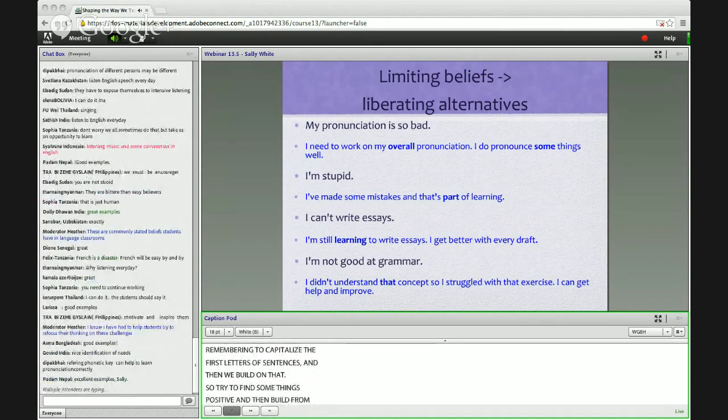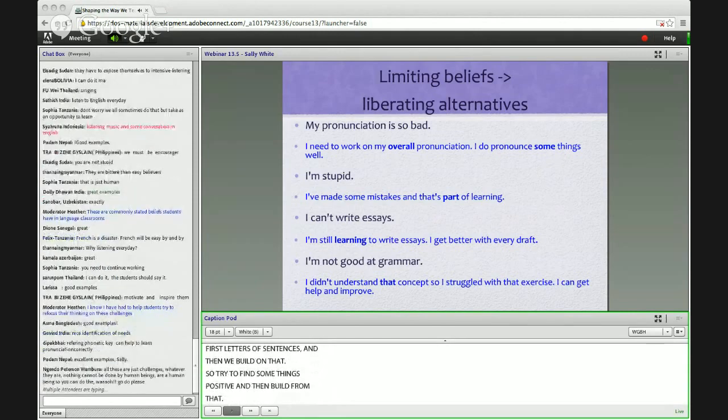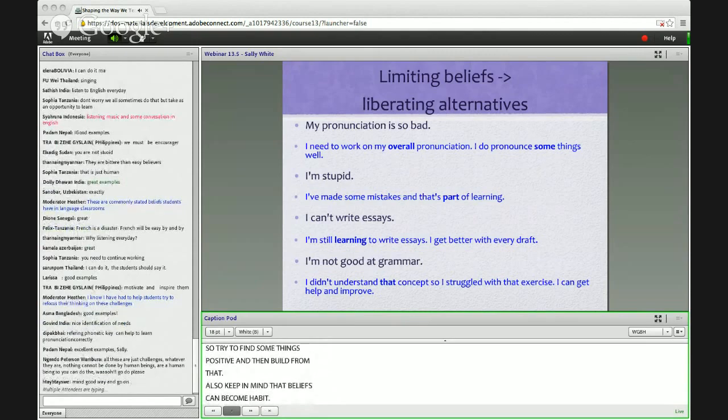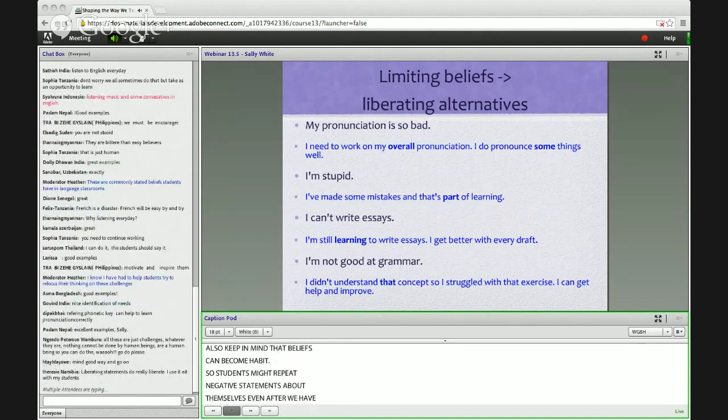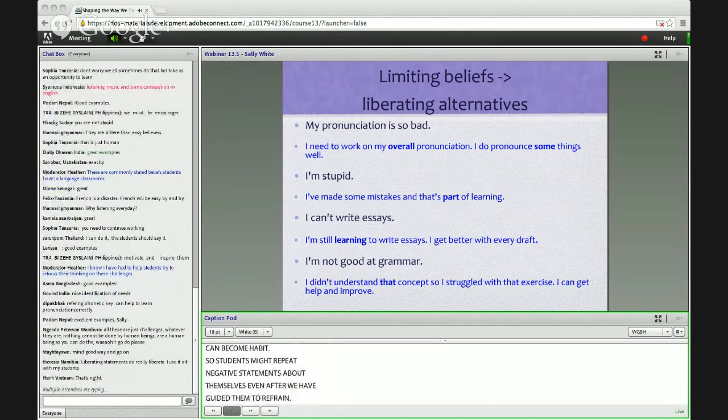Also, keep in mind that beliefs can become habits. So students might repeat negative statements about themselves even after we have guided them to reframe. If we continue to remind them, it could make a difference, at least in their awareness, which is the first step to change.